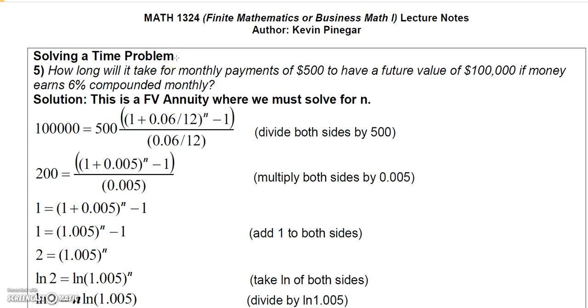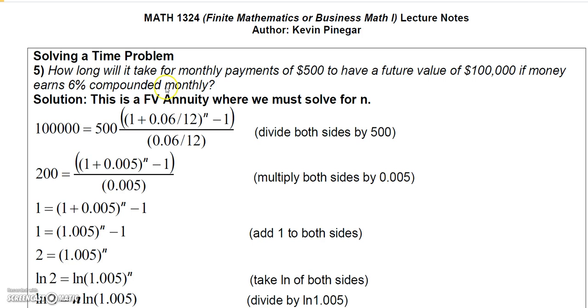You can solve for other variables in the future value annuity formula, and one of the problems I'd like to show you is how to solve a time problem in a future value annuity. So let's take a look at number 5 here. How long will it take for monthly payments of $500 to have a future value of $100,000 if money earns 6% compounded monthly?